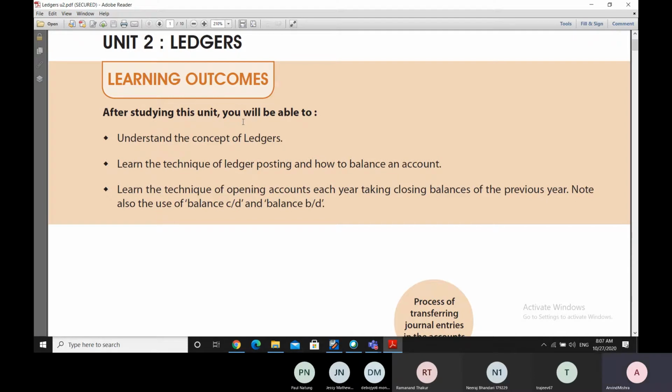In this webinar session, we'll be dealing with ledgers as part of our bookkeeping and accounting series. The chapter name that we are doing now is Principles in Basic Accounting Procedures, and we are doing Unit 2, which is called Ledgers.